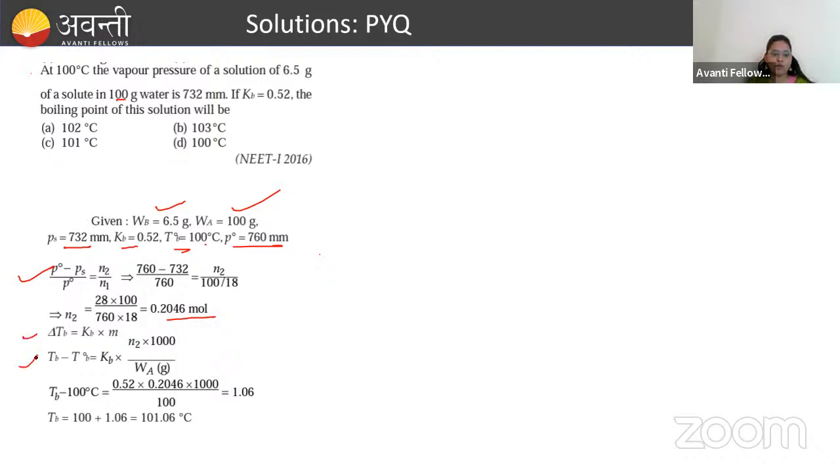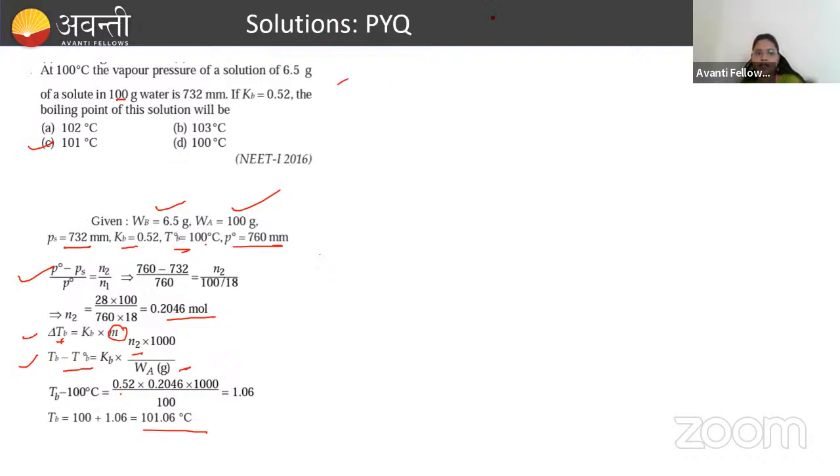आपको पता है अपना फॉर्मूला क्या है? Delta TB is equal to KB into m. So TB minus T0B, that is our delta TB, equal to KB into m. m क्या है हमारा? मोलैलिटी. मोलैलिटी मतलब क्या? नंबर ऑफ मोल्स डिवाइडेड बाय सॉल्वेंट इन ग्राम. Okay, so यहाँ पे मैंने सारे वैल्यूज पुट कर दिए. ठीक है, पुट करो सारे वैल्यूज. Yeah, you will get the answer 101.06 degrees Celsius. So that is option C, right? Our option will be C. Okay, any doubt in this?